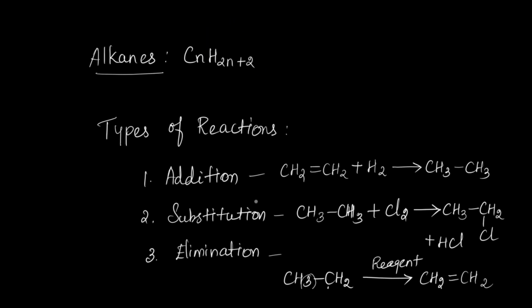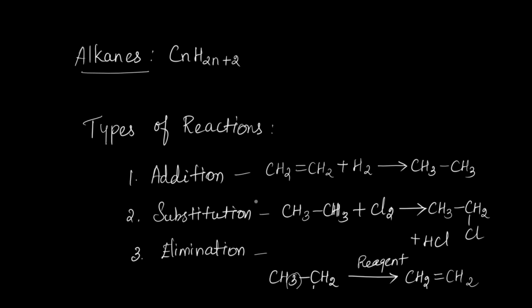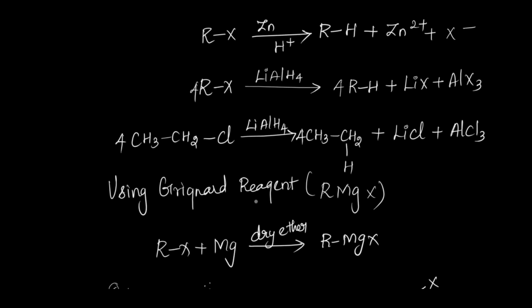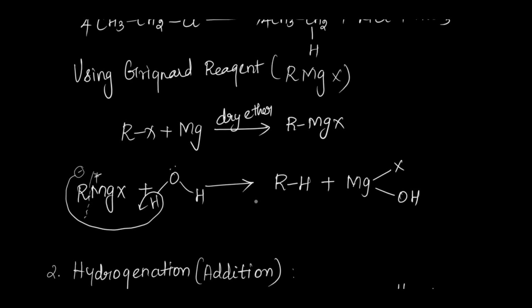Let's talk about alkanes first. CnH2n+2. Mostly in entire organic chemistry you can see three types of reactions: addition, substitution, and elimination reactions. So on the alkane preparation side, you can prepare it using reduction of alkyl halides using zinc or lithium aluminum hydride. You can also use Grignard reagent. How can you prepare a Grignard reagent? Alkyl halide with a metal will form a Grignard reagent. So Grignard reagent with water will produce a hydrocarbon with MgXOH.